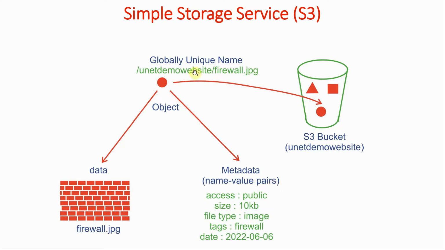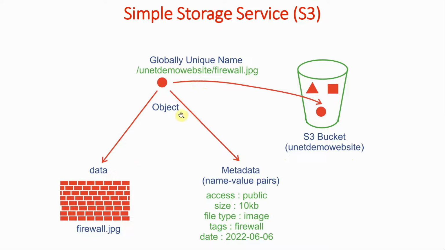Now here we are going to discuss Simple Storage Service, S3. That means we are going to talk about object storage. Here we are going to create a bucket. In our case we will create the bucket unet demo website, and it should be globally unique, otherwise it will give you the error.